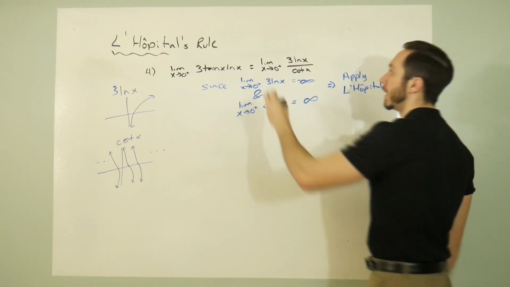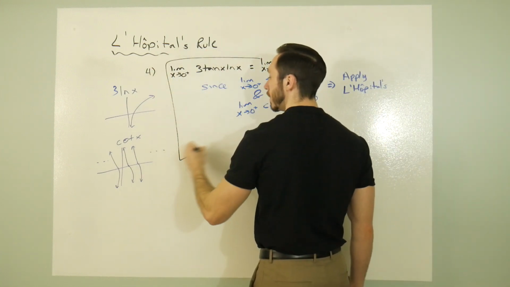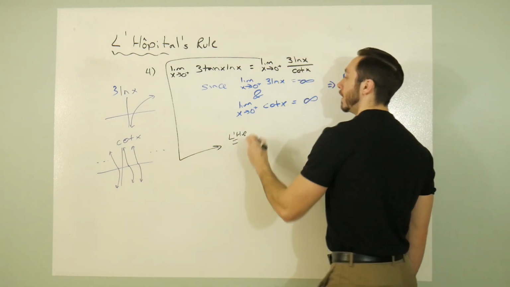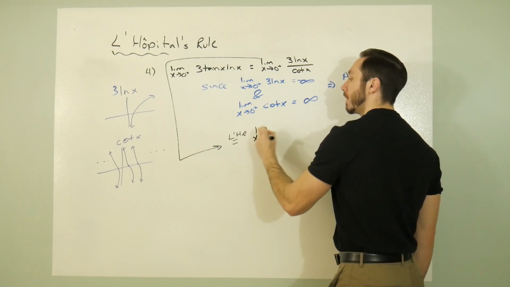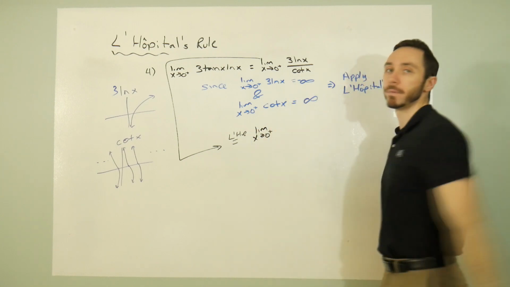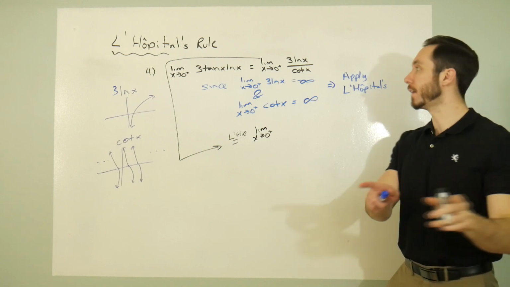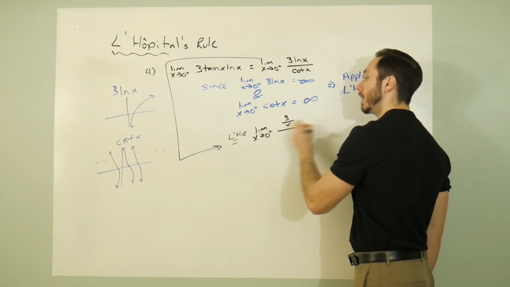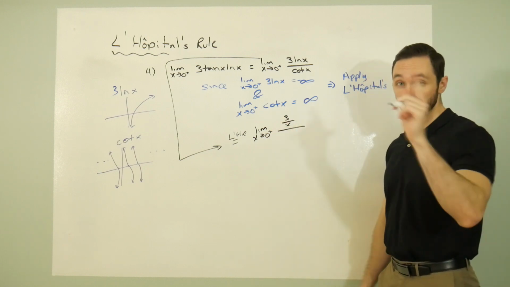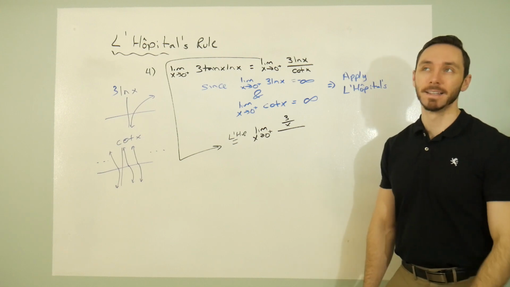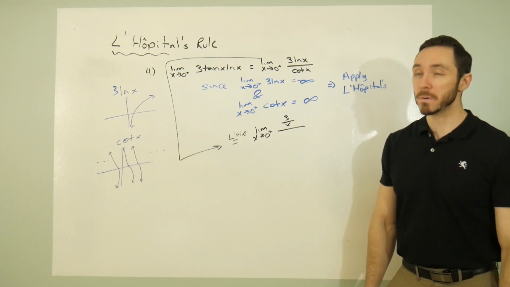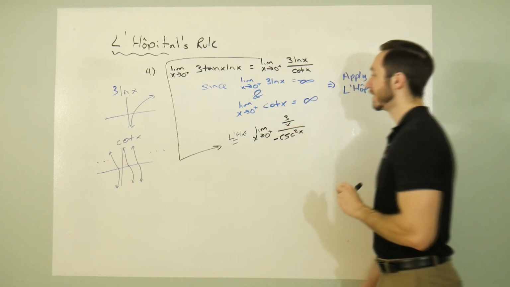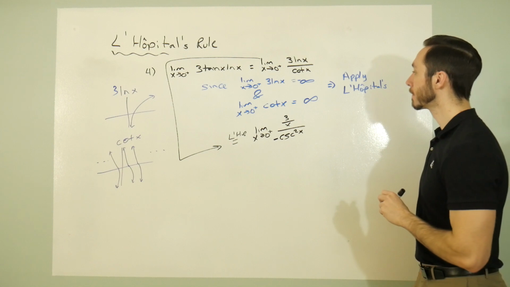All right, let's do that. So I'm going to do it over here. This is equal to, by L'Hopital, the limit as x approaches 0 from the right of, okay, so the derivative of natural log of x is just 1 over x, so this is going to be 3 over x, over the derivative of cotangent x, which is negative cosecant squared x. Yeah, okay, that's fun.